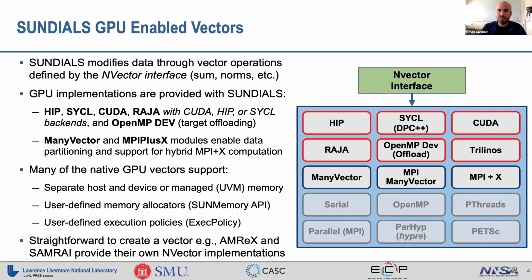The native Sundials vectors have various special features that can support either separate host and device memory spaces or unified virtual memory. There's also the option to supply memory allocators from the user side, as well as to supply user-defined execution policies. I'll talk about these three things more in a couple of slides. Also, if you want to provide your own N_Vector implementation, that's straightforward as well, and that's something other libraries do. For example, AMReX and Samurai both have their own N_Vector implementations that they provide for users to leverage.